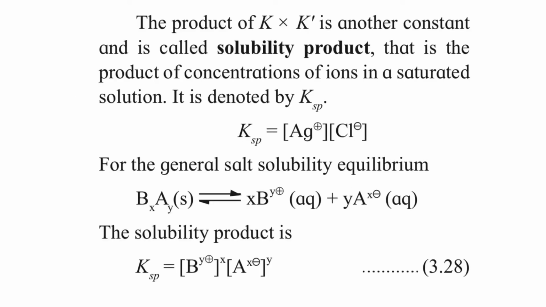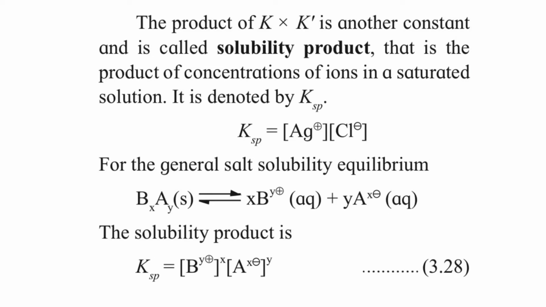Now the product of K into K dash we can write as another constant, and that is nothing but called as solubility product. That is the product of the concentration of ions in a saturated solution. So it is represented by Ksp. So the Ksp is equal to concentration of Ag plus into concentration of Cl minus.